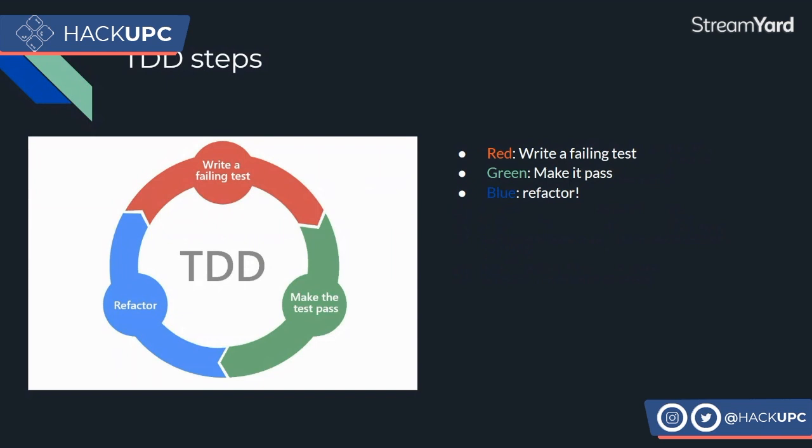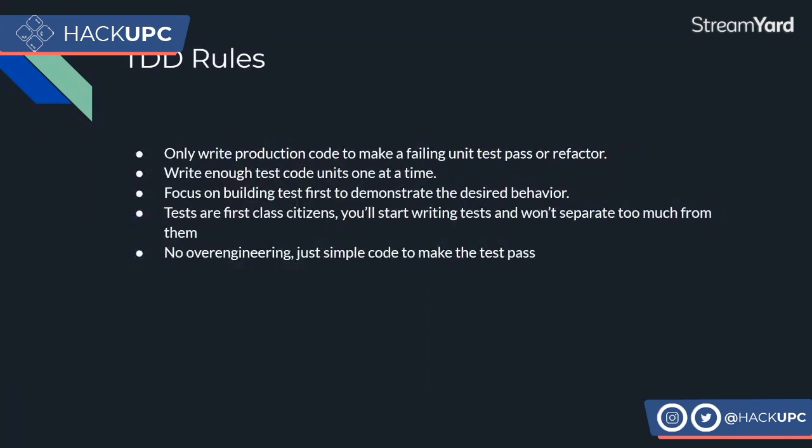So what are the steps of TDD? There are three. The first one is the red, which is making a test that is failing. The next step is to make this test pass. And the final step is to do the refactor. And we will go through each of these steps individually.